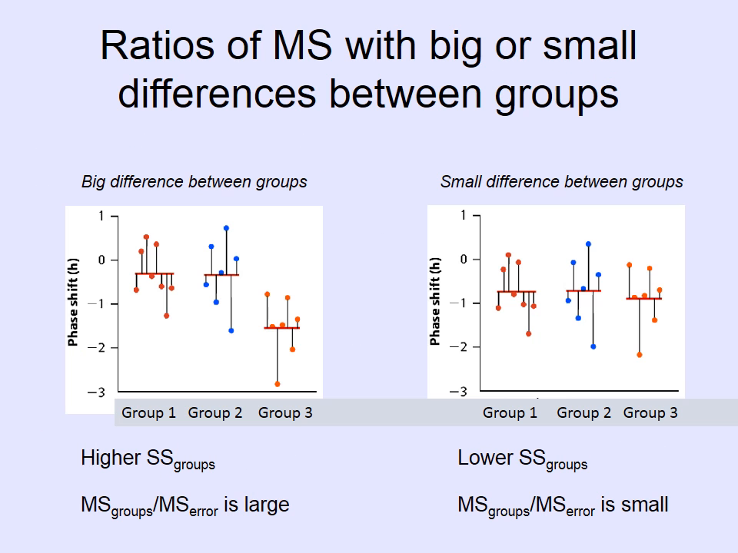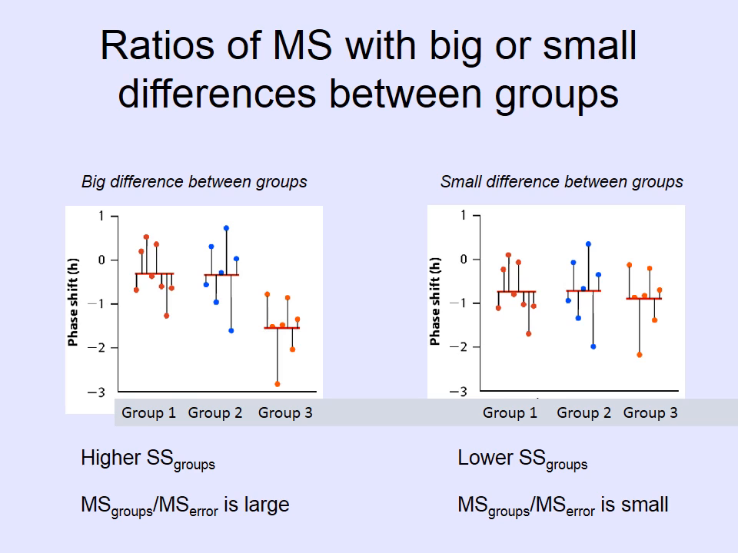So let's unpack this a little bit more. What we're going to see is a higher sum of squares group, and then a higher ratio of mean square groups to mean square error when the difference between those means is larger. In this first example, group 3 is really the odd man out. That's a big difference between the groups, particularly for group 3, and so that's going to drive this to be larger. It's going to mean that mean square groups is going to be larger than mean square error. They're not going to be the same.